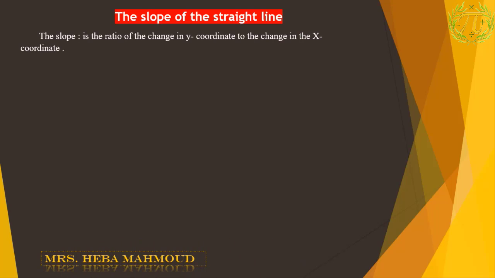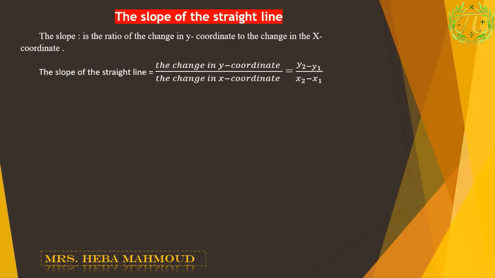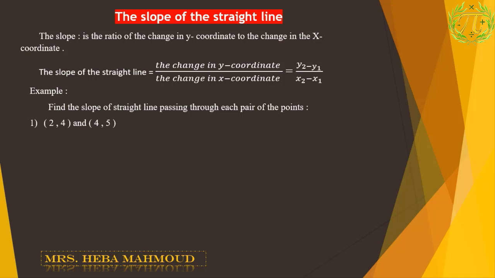The slope of the straight line. The slope is the ratio of the change in the y coordinates to the change in the x coordinates. So to find the slope of any straight line, we have to apply this rule: y2 minus y1 over x2 minus x1. So he will give me 2 points because any ordered pair or any point consists of x, y. Example, find the slope of the straight line passing through each pair of points. Number 1, the first point will be (2, 4), and the second point will be (4, 5).